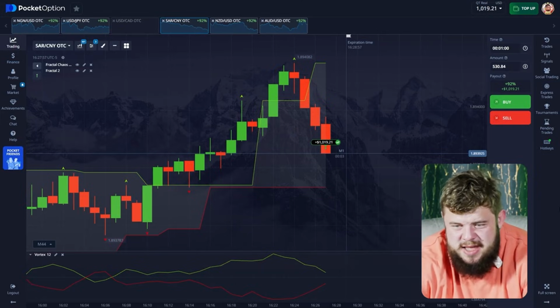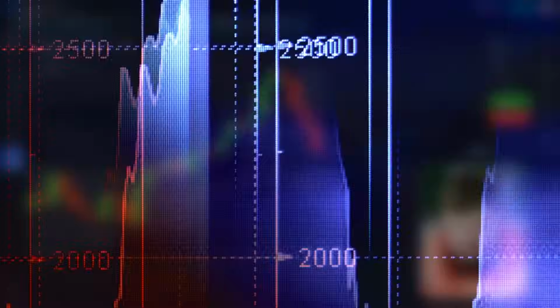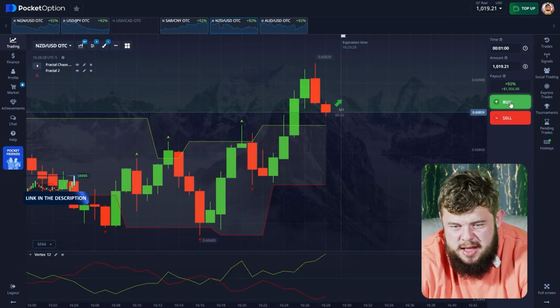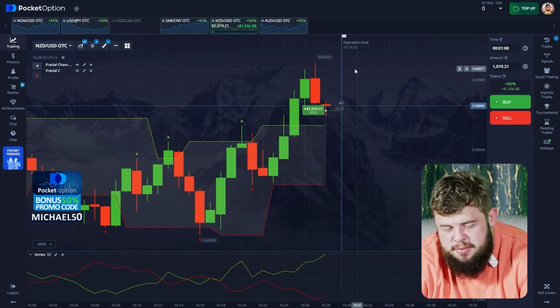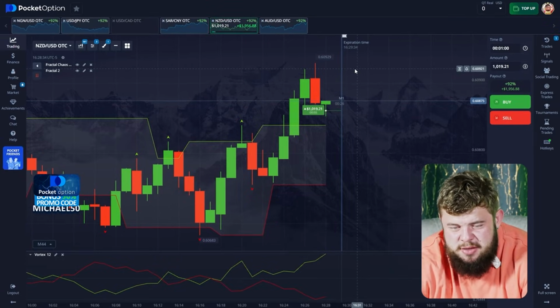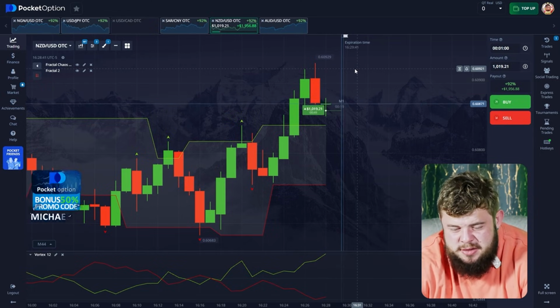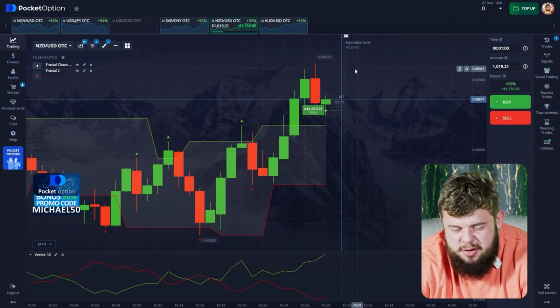Done. So we have $1,019 on the account, and we are ready to continue, guys. Once again, we're going all in, and let me open a buy position, because here, as you can see, price is hitting the up-going trend line right now, and from it we're highly likely to start growing. So that's why I have opened a sell position here, investing all of our money.